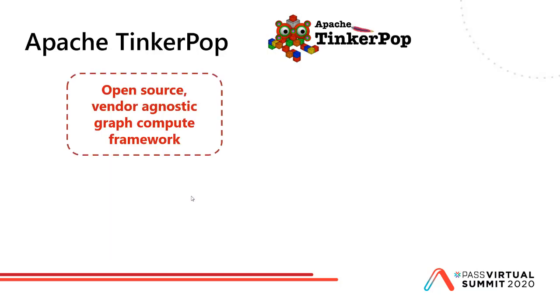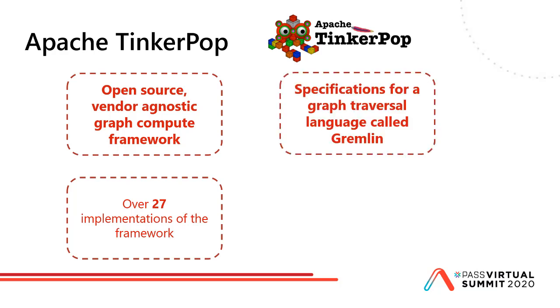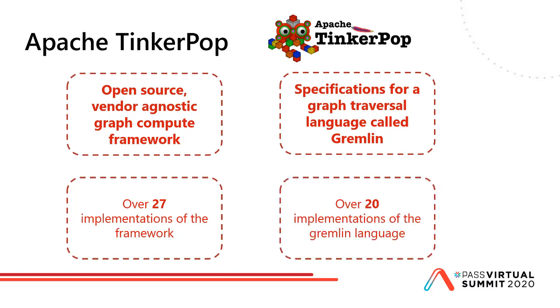The labeled property graph is defined by the Apache TinkerPop specification. This is an open source, vendor agnostic compute framework. Currently, there are over 27 implementations of the framework. The TinkerPop specification also specifies its own language called Gremlin. There are currently over 20 implementations of this Gremlin language.